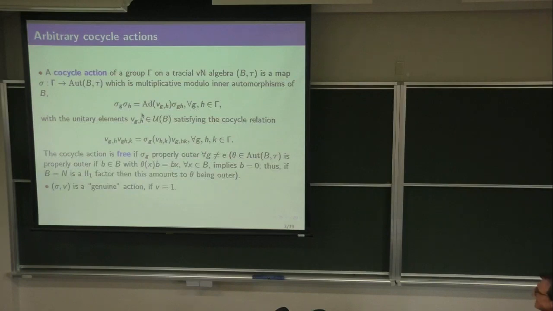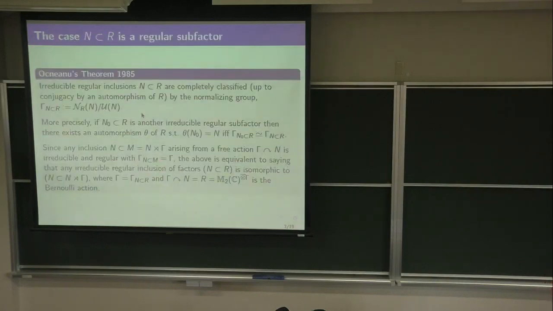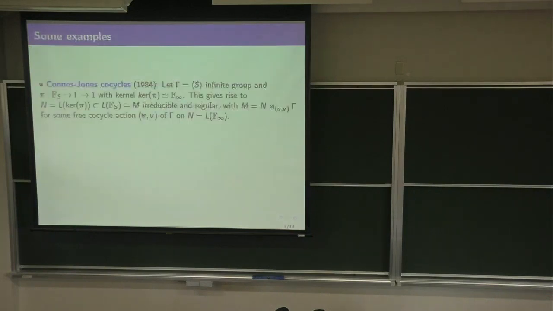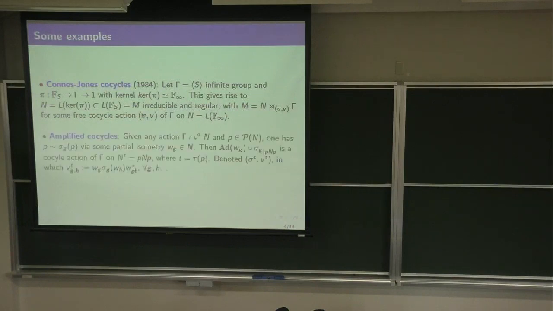So all this brought into attention this situation with this normalizing group, which gives rise to a cocycle action, in fact, on N. And so we started the whole discussion about arbitrary cocycle actions. I reminded you what a cocycle action is, pre-cocycle actions. Then I emphasized these two.